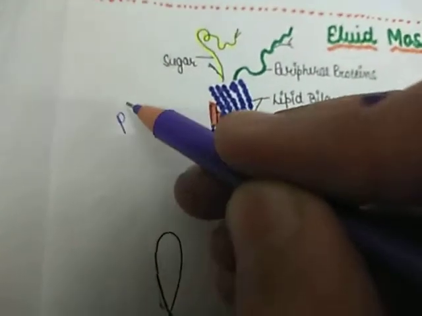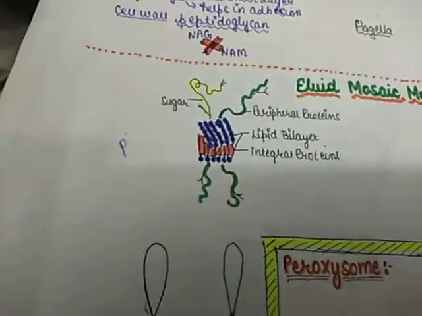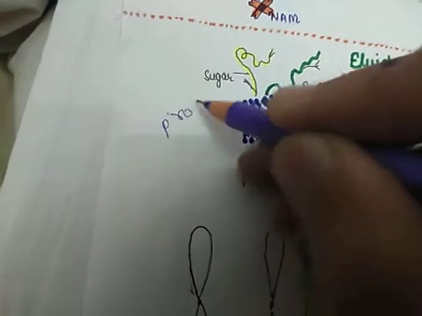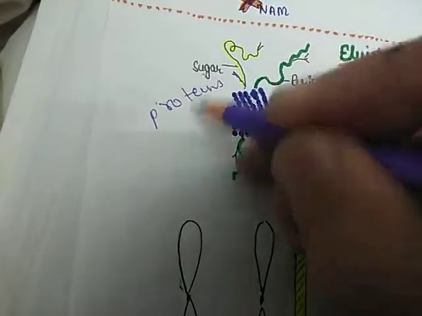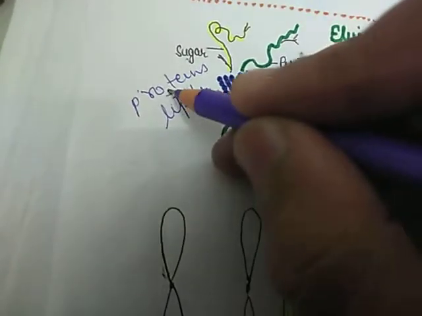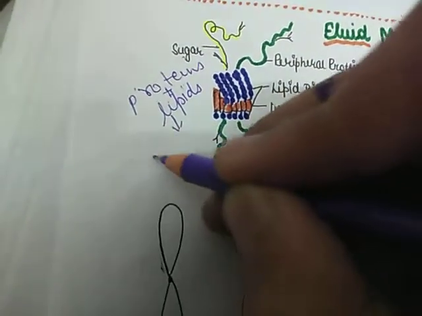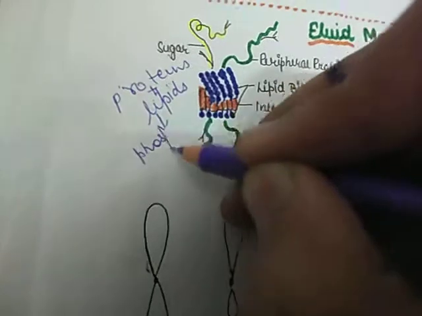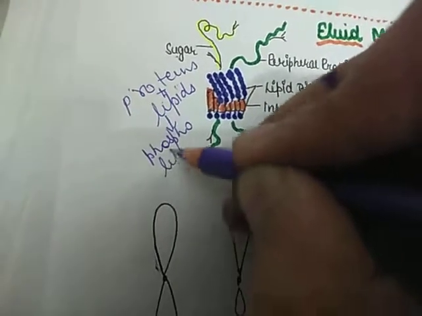The cell membrane is made up of proteins and lipids. Mainly, we can refer to the lipids as phospholipids. It is made up of phospholipids.